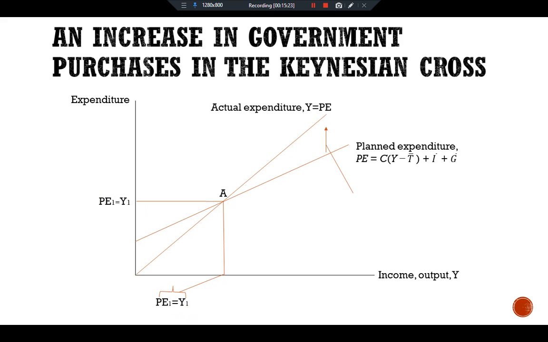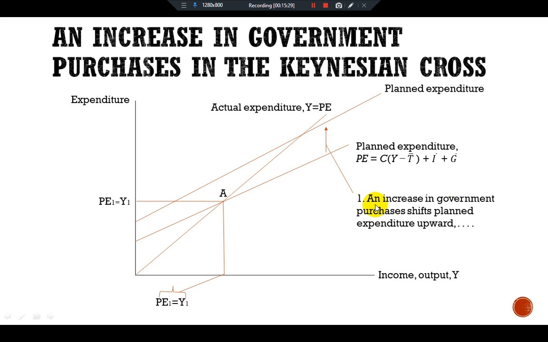Okay, let's see if the government raises its purchases, so that will shift the planned expenditure upward. So we have a rise in planned expenditure due to a rise in government purchases. So that will shift our equilibrium income towards Y2, that is PE2 is equal to Y2.